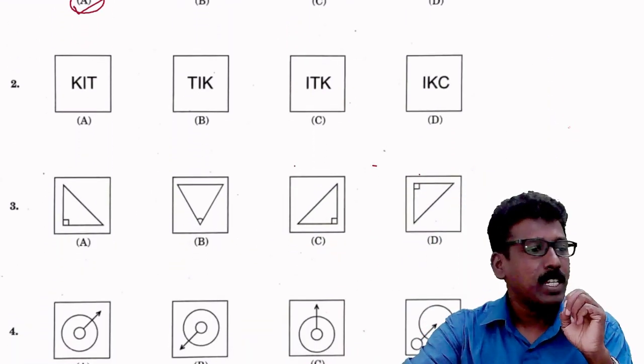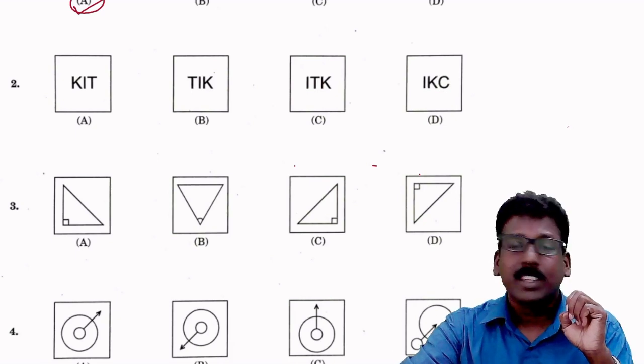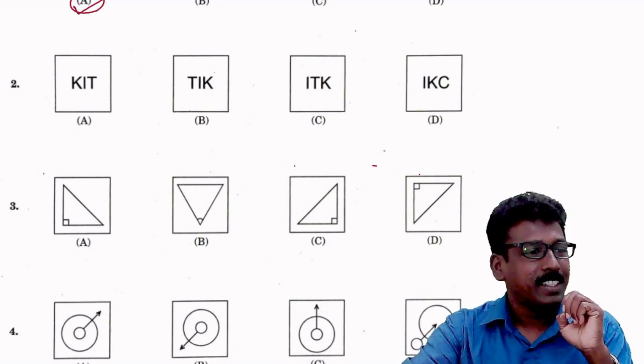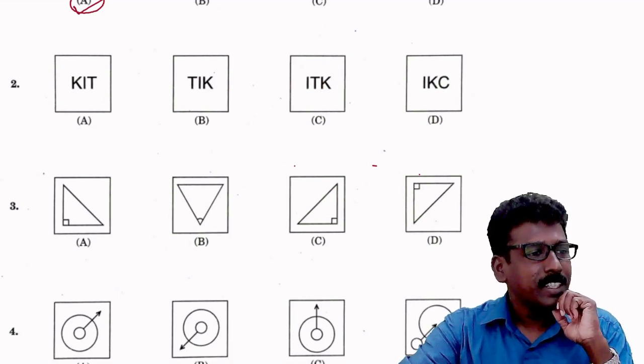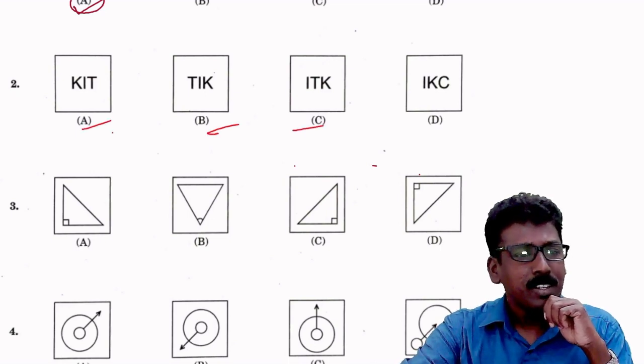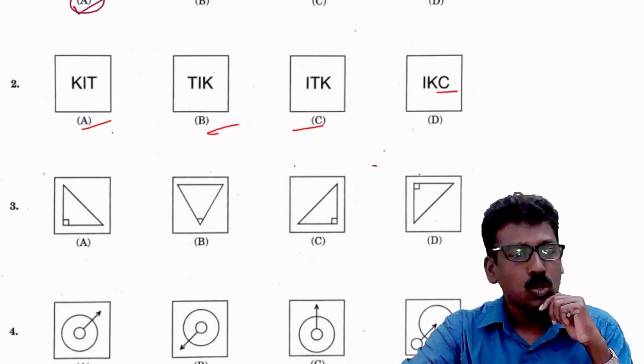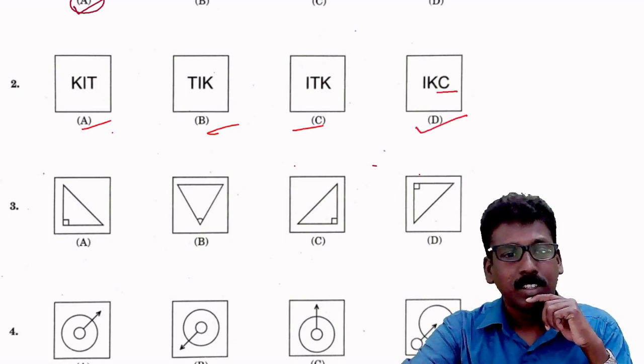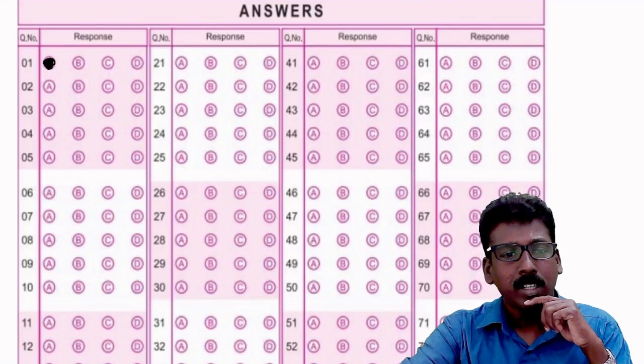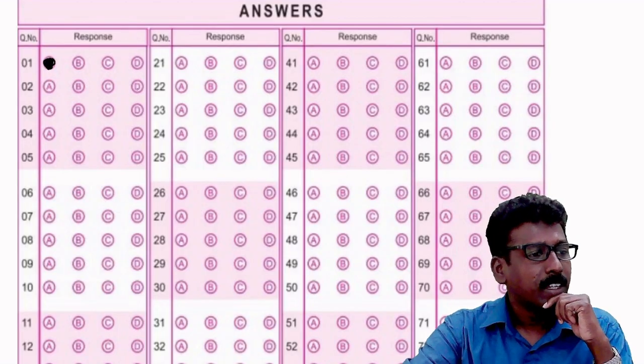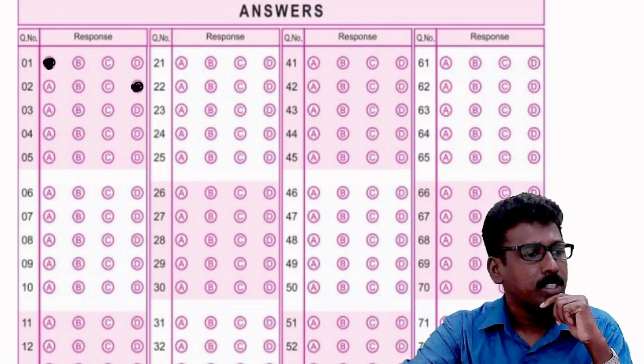Look at the second question. There are 3 letters, KIT. KIT is there in A, B, C, but in D there is a new letter C. So D is the correct answer. So you have to mark D as the answer. So darken D in the OMR sheet.